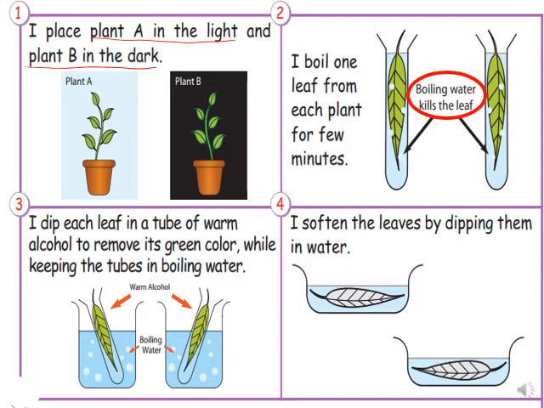Then we dip each leaf in a tube of warm alcohol. We place them in warm alcohol as shown in this figure. What is the role of this? The role is to remove the green color of the leaves. So dipping them in alcohol is done to remove the green color while keeping the tubes in boiling water. We put them in hot alcohol and we have boiling water as shown in this figure. Then we soften the leaves by dipping them in water, which is step 4.